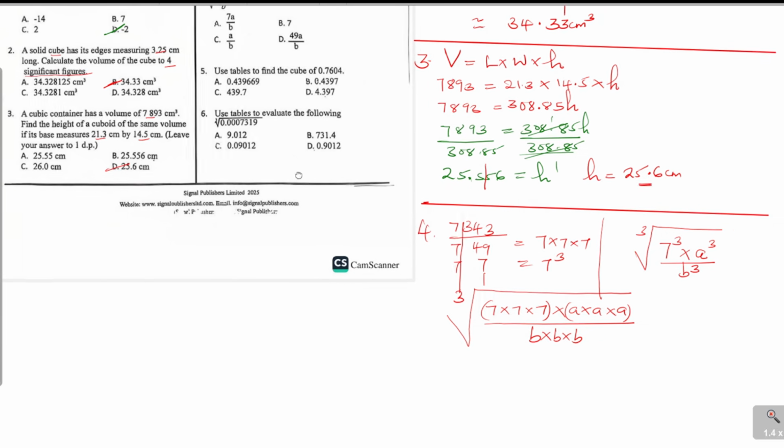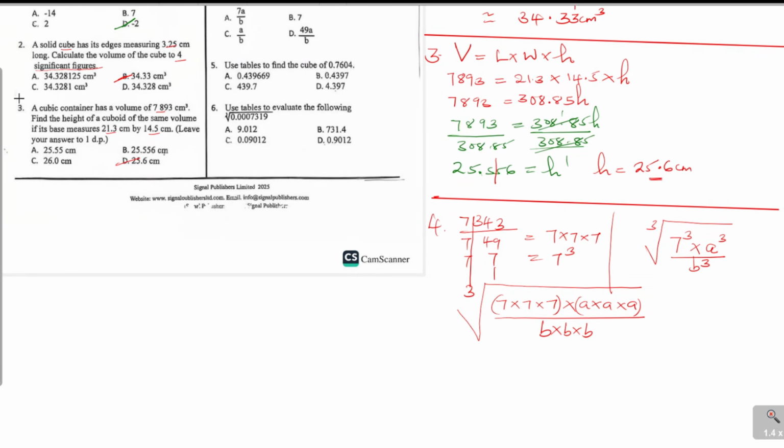So now after that, when you're getting the cube root, you group them, or classify them, into groups of 3, like the way you can see this. For you to get the cube root of 7 times 7 times 7, for every group of 3, you pick 1. That 7 times 7 times 7 is a group of 3, so you pick 1.